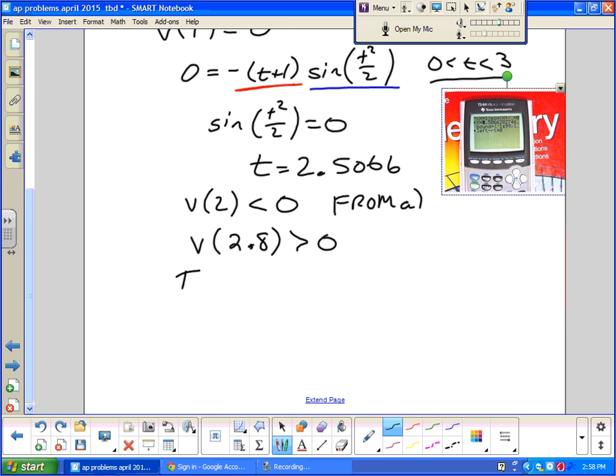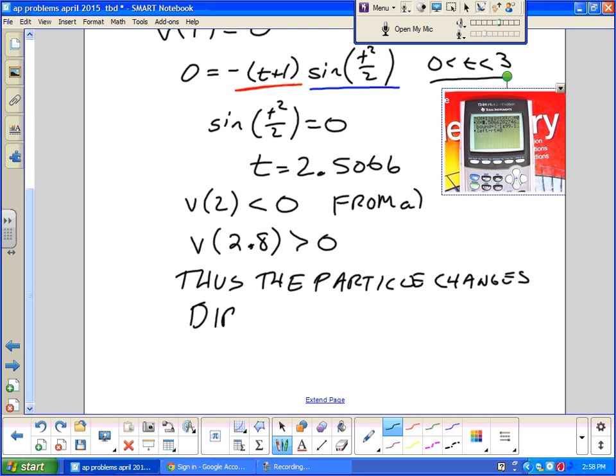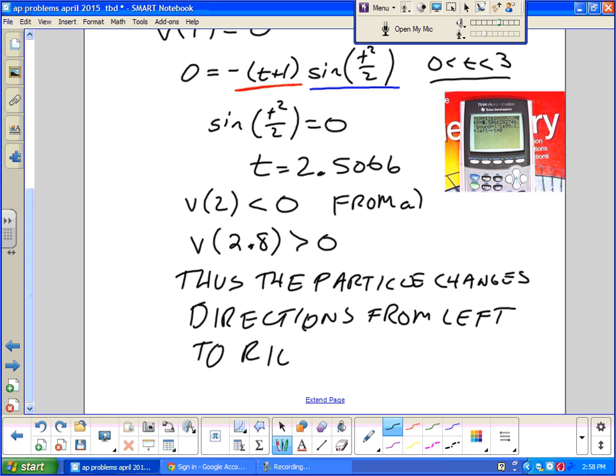Thus, the particle changes directions from left to right at time, right? Because it's going left when it's negative, right, guys? From left to right, because it's on the number line on the x-axis, at time 2.5066 seconds.